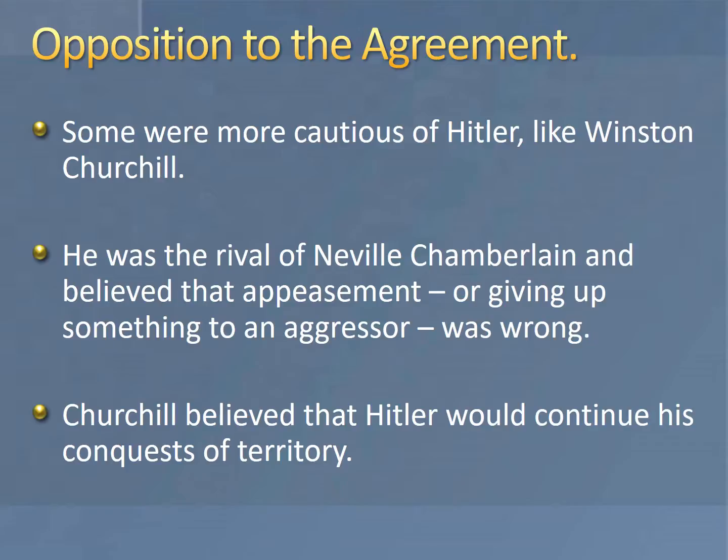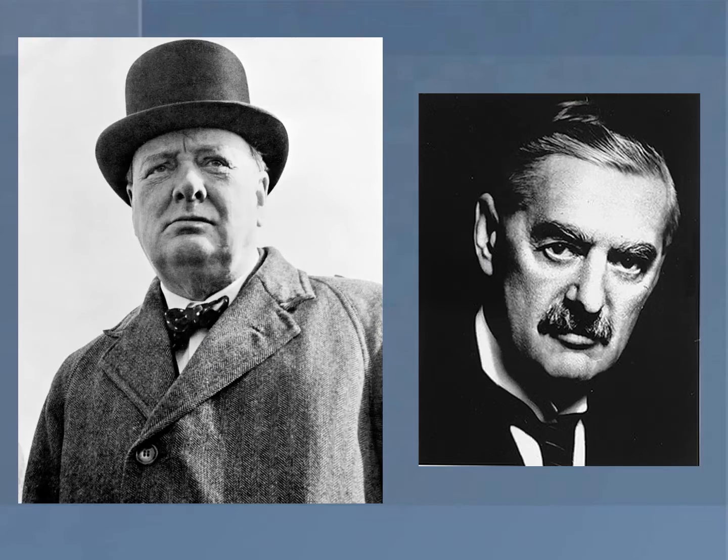Now, some were more cautious of the agreement and of Hitler. One of these was Winston Churchill. He was the rival or the opponent of Neville Chamberlain in government in Great Britain, and he believed that appeasement, or just giving up something to an aggressor, like kind of giving something to a bully or just giving in to them, was wrong. He believes that Hitler is going to continue his conquest of territory, and says maybe somebody should stand up to this guy. So here's a picture of Winston Churchill, and also Neville Chamberlain on the right-hand side. Churchill's on the left. And again, Churchill is realizing that Hitler is more dangerous than people think he is.